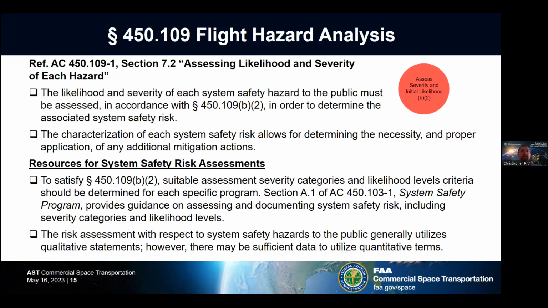Resources for system safety risk assessments. Suitable assessment severity categories and likelihood levels criteria should be determined for each specific program. Section 8.1 of AC 450.103-1 provides guidance on assessing and documenting system safety risk, including severity categories and likelihood levels. Risk assessment with respect to system safety hazards to the public generally utilizes qualitative statements. However, there may be sufficient data to utilize quantitative terms, as discussed earlier.